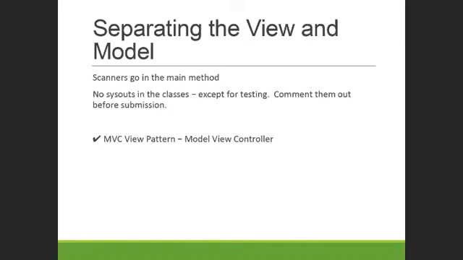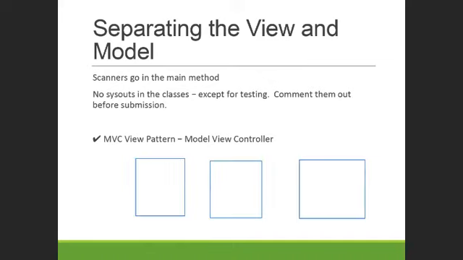If you're not sure if a value is being set correctly, you can do some sysouts maybe in a getter or setter or something like that, but just make sure that you comment them out because we want to keep them separate. We have a model view controller pattern that I want to just briefly talk about. 3 components: model, view, and then my controller.